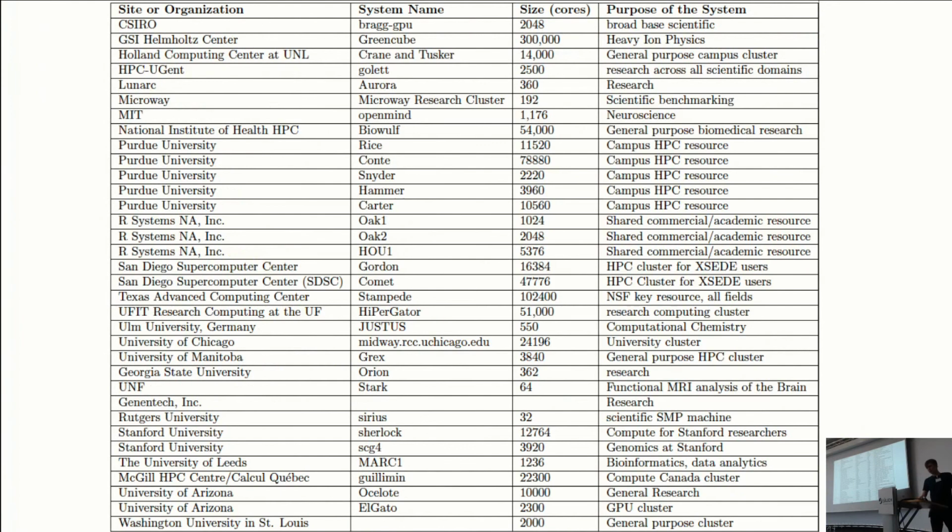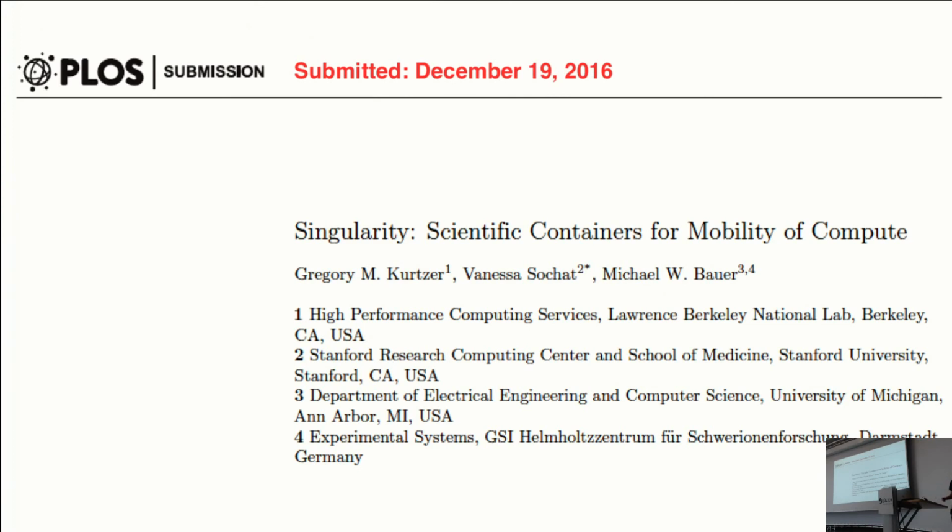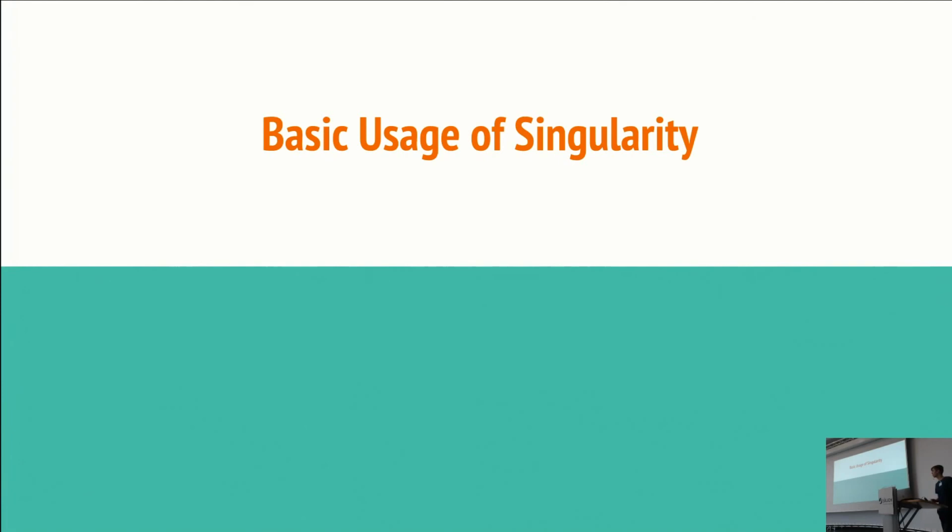So adoption of Singularity has been really good so far. There are some really good names to have on here. MIT, Stampede, Stanford, Purdue, University of Michigan, GSI Helmholtz Center, University of Ghent are all already running Singularity on their systems. And also, if you're curious to read more about technical details about Singularity, we submitted a paper in PLOS One on December 19th. Hopefully that will be ready for publishing soon, but if you're interested, you can read more about that at some point. So now I want to go into more of the usage of Singularity and how we're going to actually make use of it.